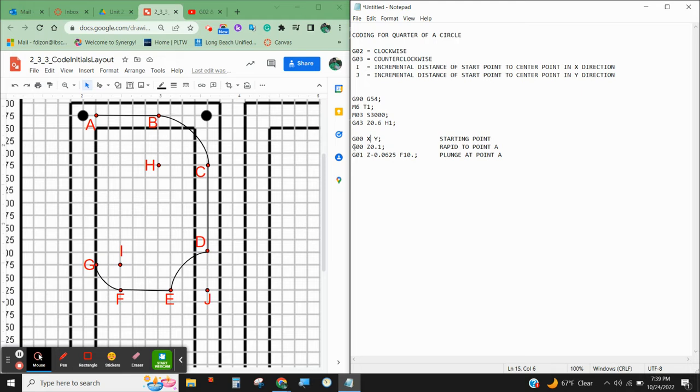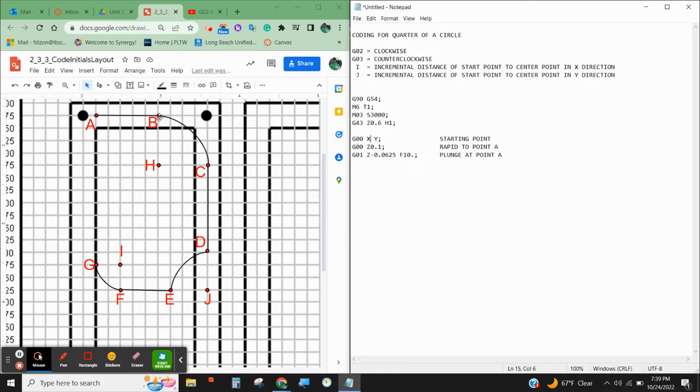And then this is a rapid to point A. So we're going to start at point A, and this will also be our starting point. And then you have G01, and then we're going to plunge at A. And after that, we're going to do the cutting. So we're going to use a combination of G01s and G02 and G03.